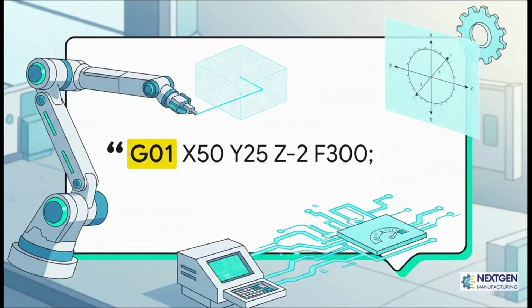G01 just means move in a straight line. The X, Y, and Z values, those are just the coordinates, the destination. And F sets the feed rate, that's the speed. So all this line is saying is, hey machine, move in a straight line to this exact spot at this specific speed. That's it. A whole manufacturing program is just thousands of these simple little lines, one after the other.